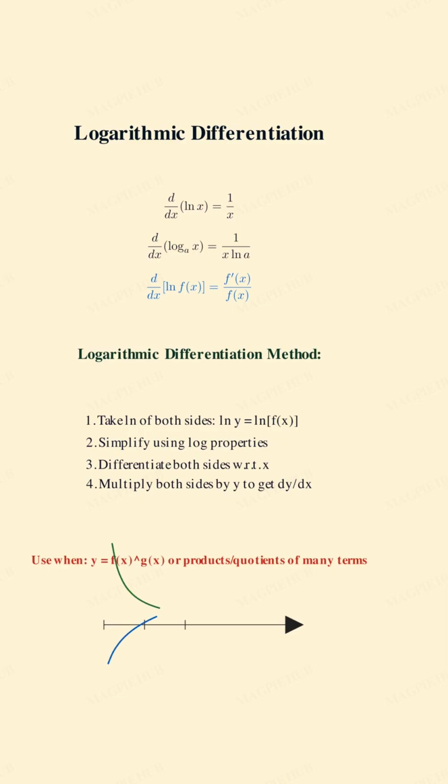Step 1, take natural log of both sides. Step 2, simplify using log properties. Step 3, differentiate both sides. Step 4, multiply by y to isolate dy by dx. On the graph, the green curve is 1 over x, the slope of ln x at every point.